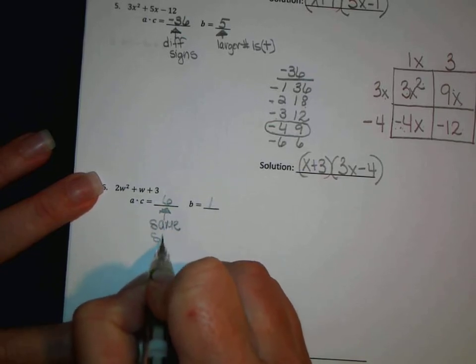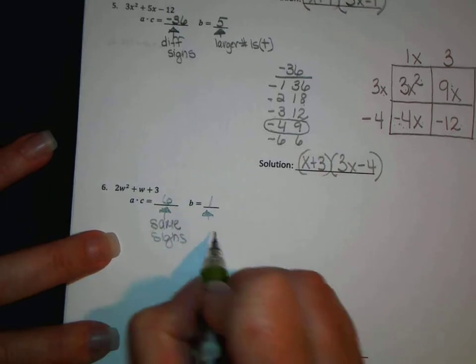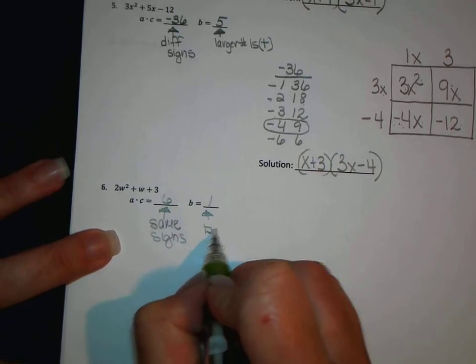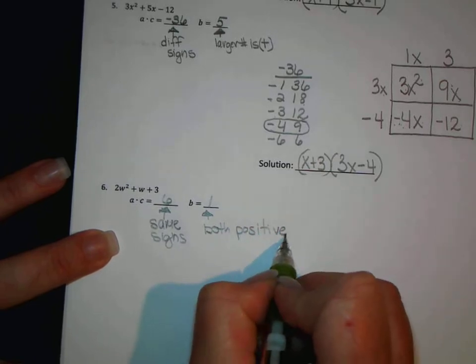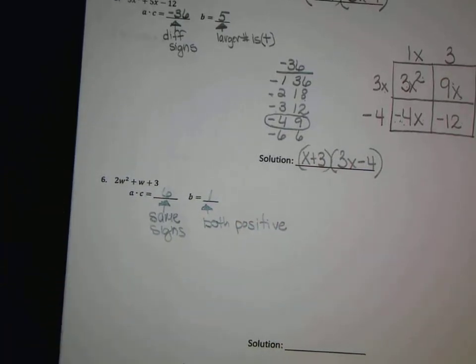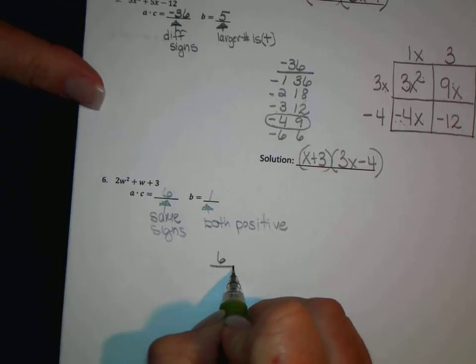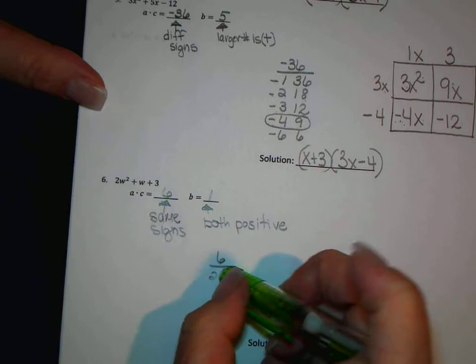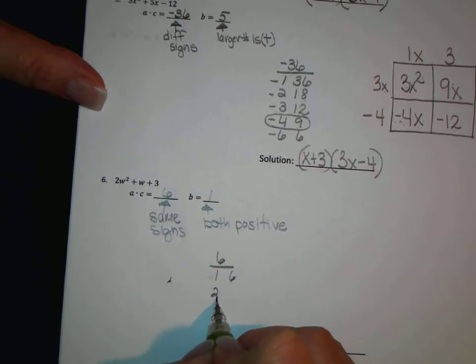Same sign, and when you add them together, you get a positive 1. So that means they are both positive. All right, so I'm going to list out my factors of 6. Now, you might laugh about 6, but trust me, 6 is the most missed one. All right, so 6. 1 times 6. Almost skipped over that. 1 and 6 and 2 and 3. And they are both positive.